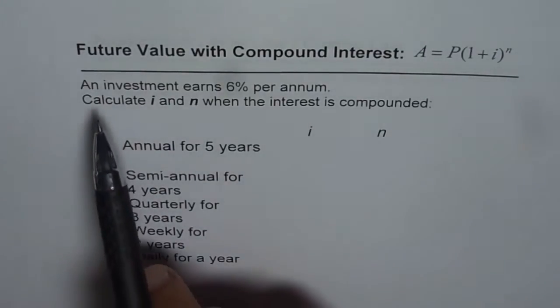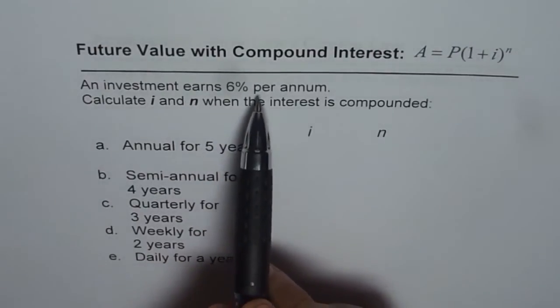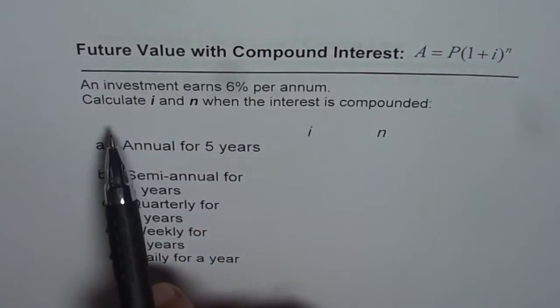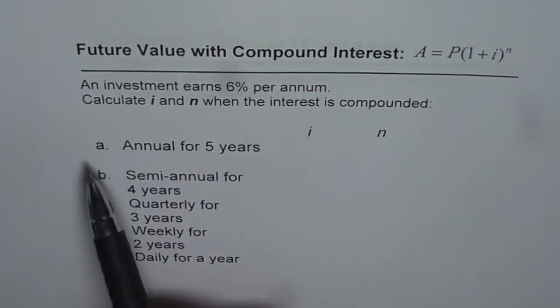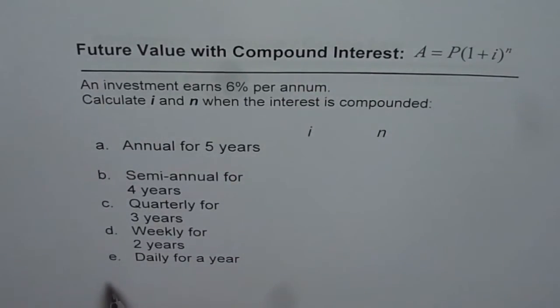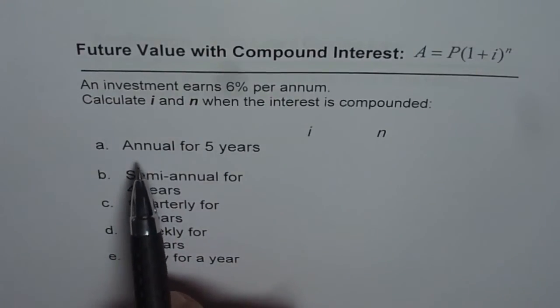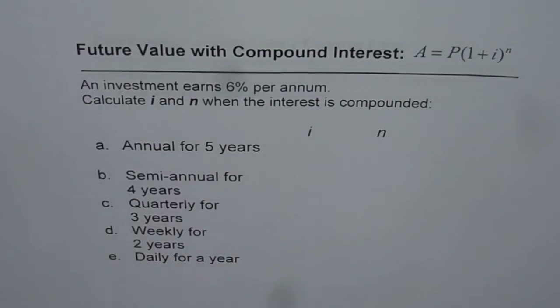The question is, an investment earns 6% per annum. Calculate I and n when the interest is compounded, and these are the different options given to us. So we'll explore each one of them, and then I think it'll be absolutely clear to you how to use this formula. First one is annual for 5 years.